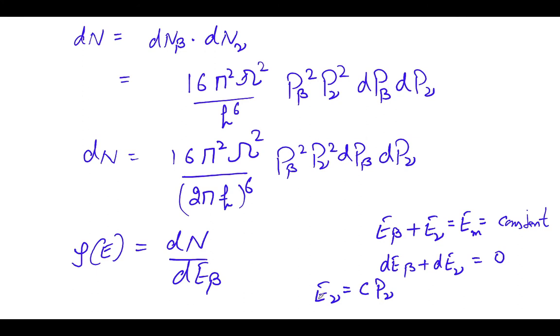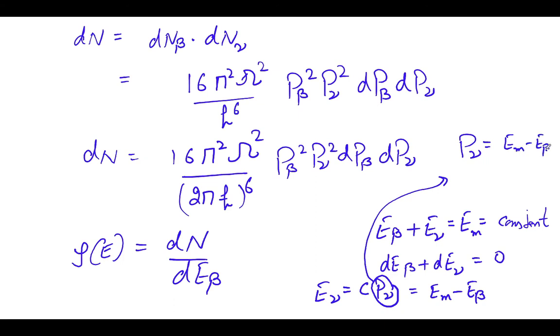So this we can write down as the total energy, which is E_M minus E_β, and putting the value of this, from this we can find out the value of the momentum of the antineutrino. I will write it out here. So the momentum of the antineutrino is equal to (E_M minus E_β) over c. Similarly, we can find out the momentum of this beta particle.